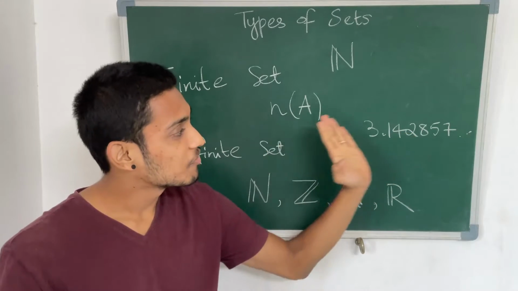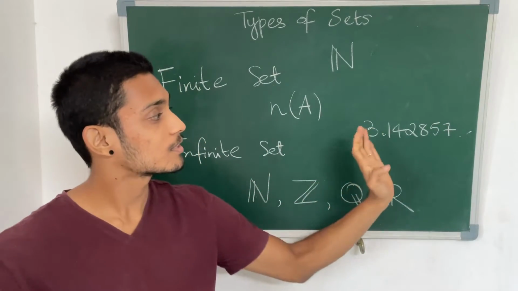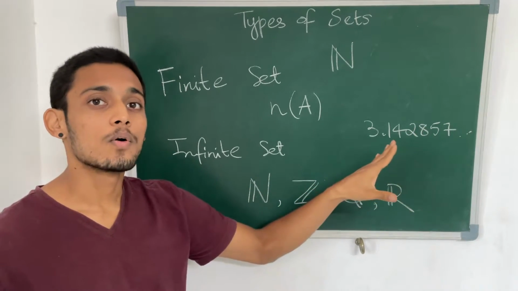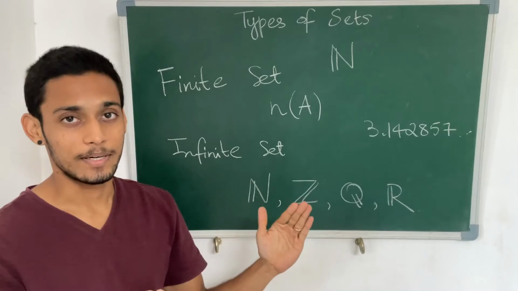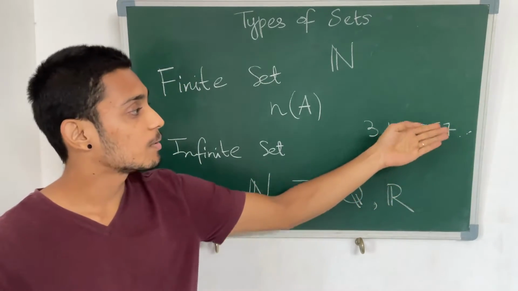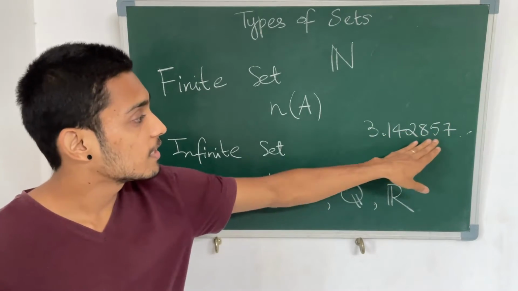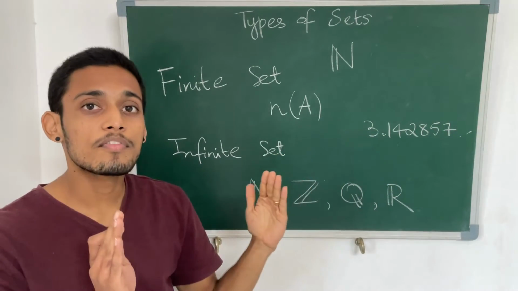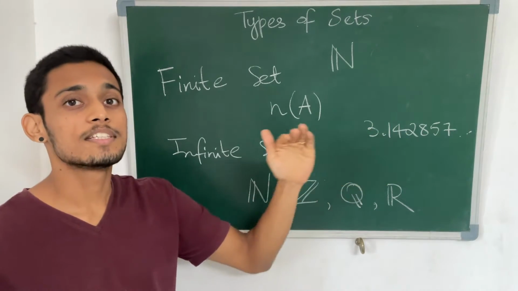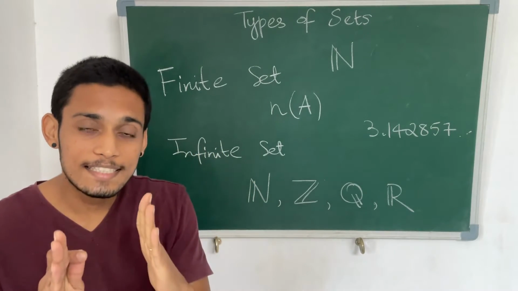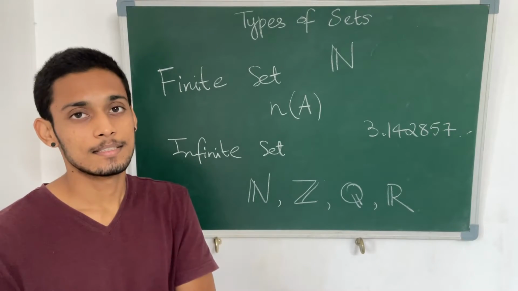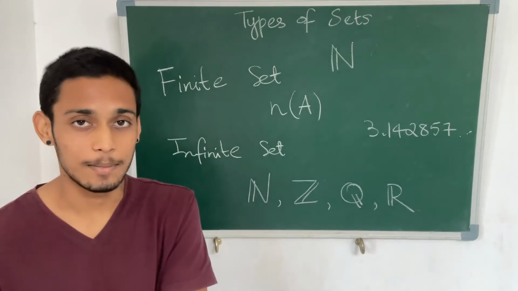Even though there are infinitely many digits on the right side of the decimal, when we make it a set, it will only have a maximum of 10 elements, because 1 may be repeating many times, 7 may be repeating many times, 6 may be repeating, 5 may be repeating. So finally we only get a maximum of 10 elements. So this particular set, which has the digits of pi, is a finite set.